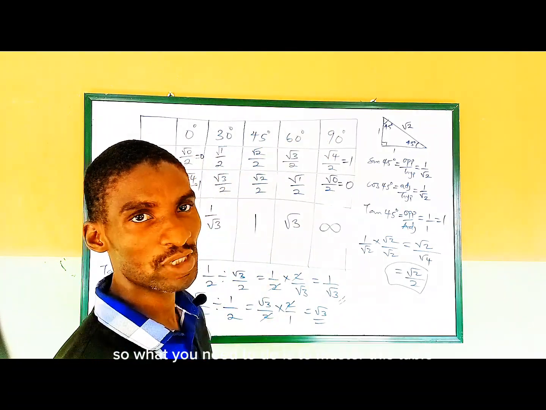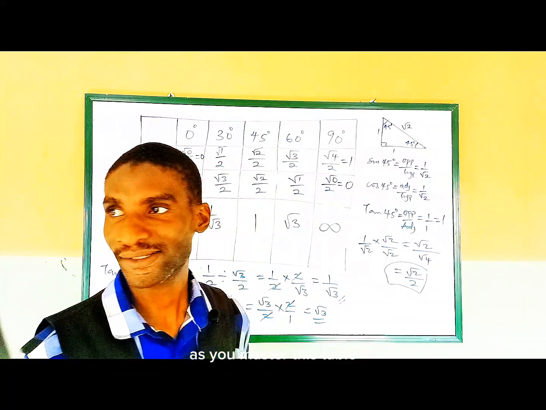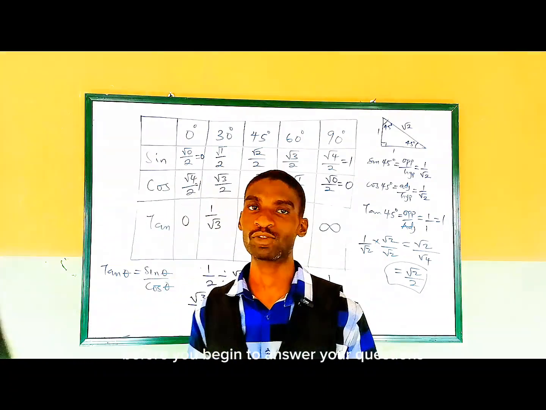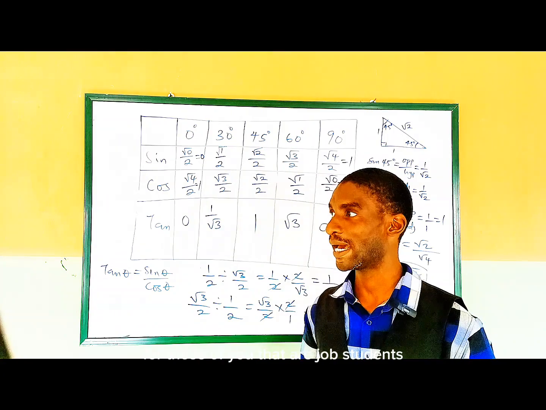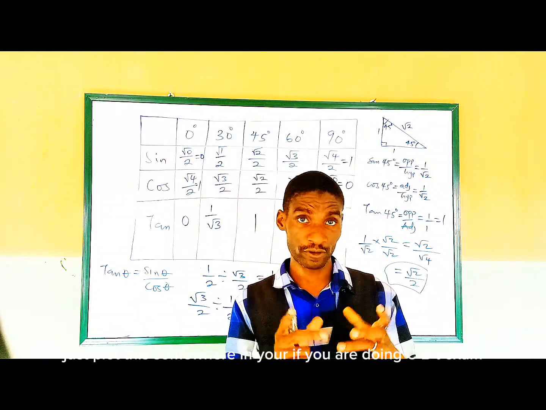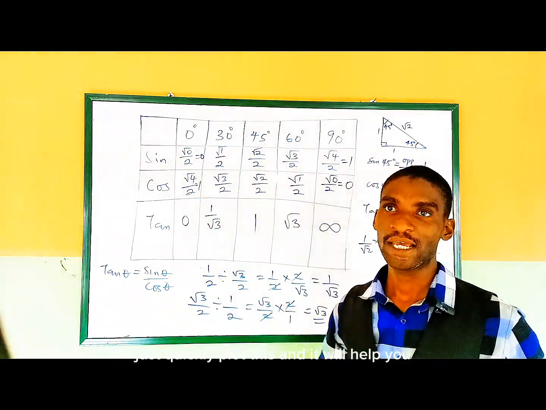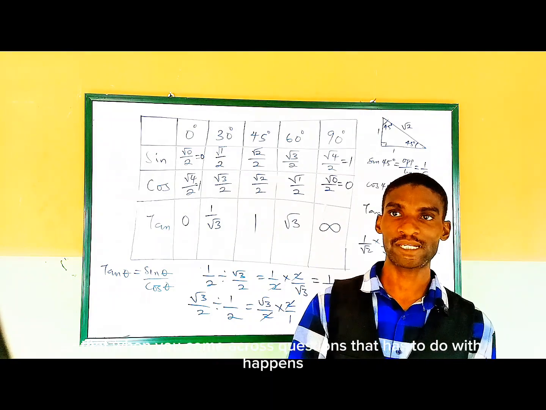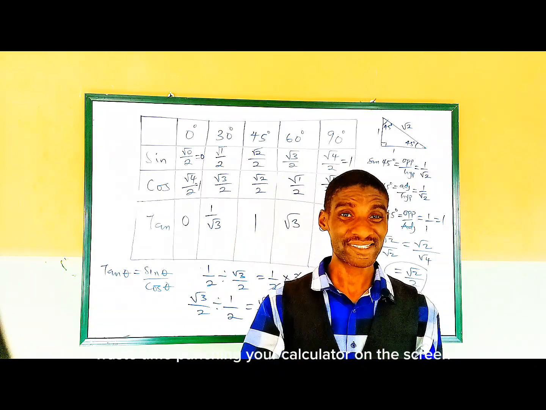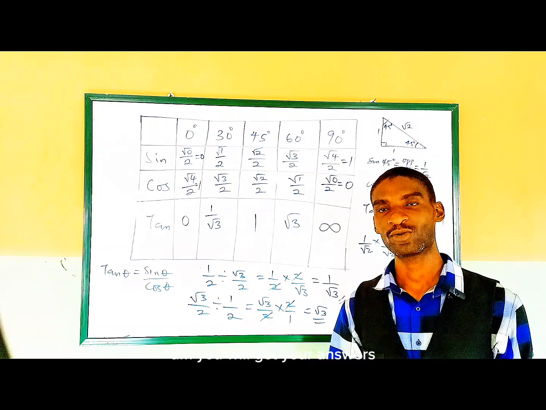So what you need to do is to master this table. Once you master this table, you can write this somewhere in your question paper before you begin to answer your questions. For those of you that are JAMB students, if you are doing the CBT exam, they will give you a rough sheet where you can do your calculations. Just quickly write this down, and when you come across questions that have to do with angles, instead of wasting time punching your calculator, you can just refer to this and you will get your answers.